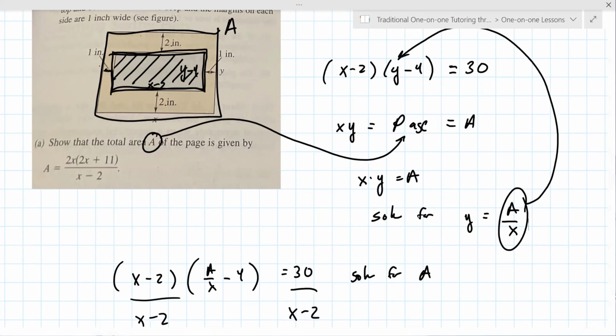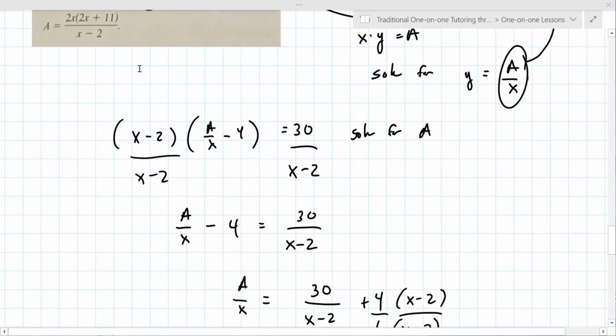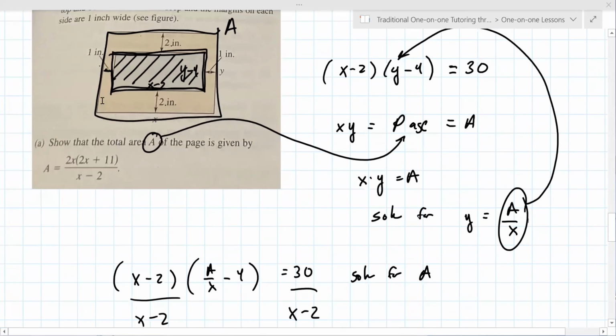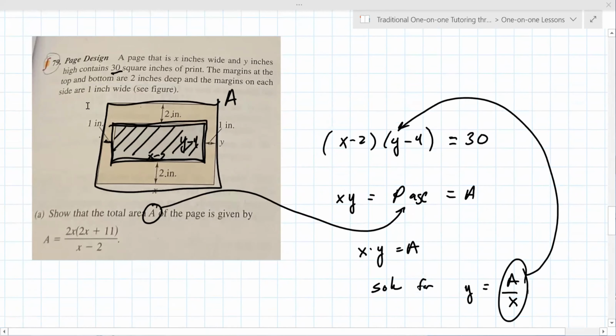So that's part A. Part B is to determine the domain based on the constraints of the problem. So we look at this equation here. One of the problems is you can't divide by 0. So we know x cannot be 2. So that's one issue.